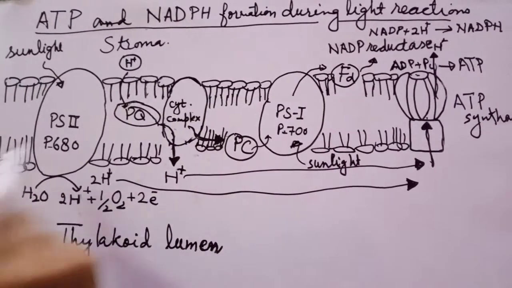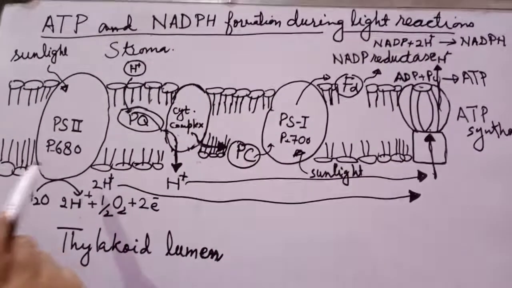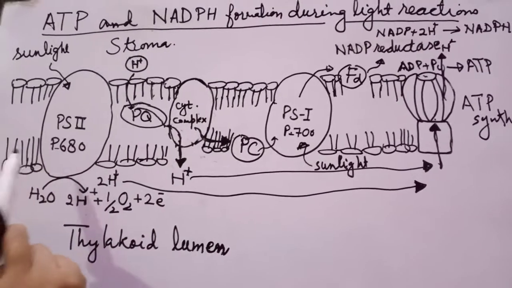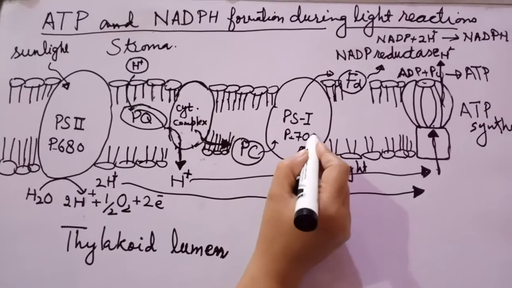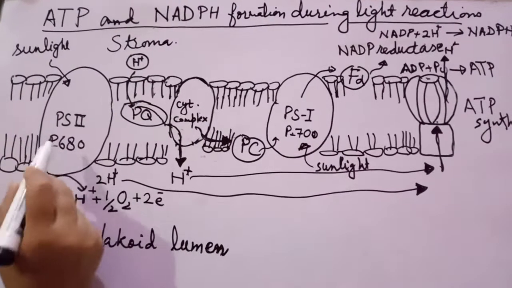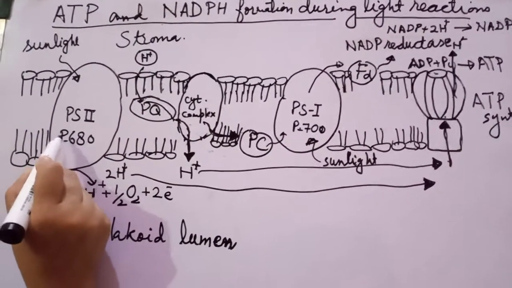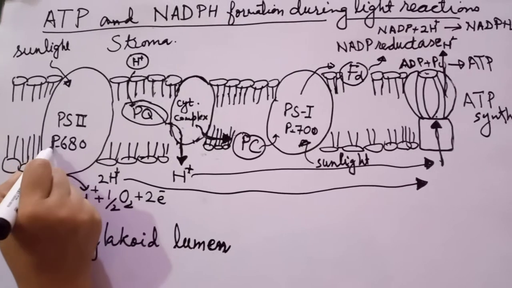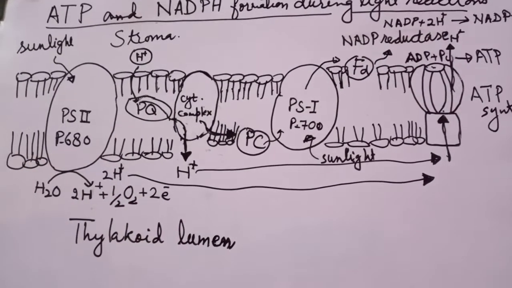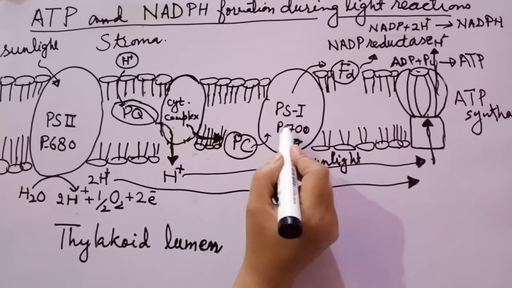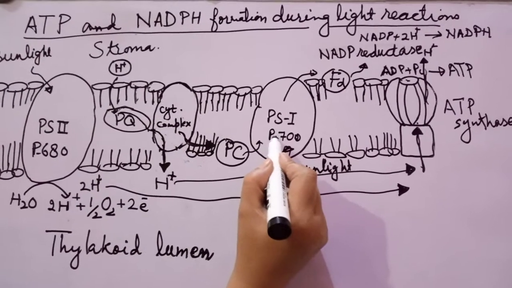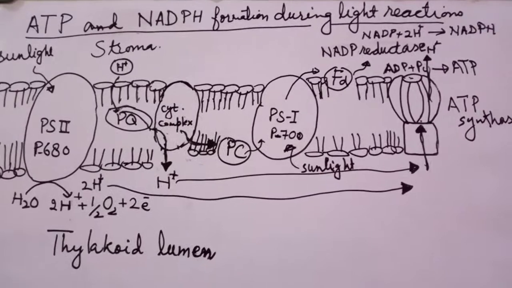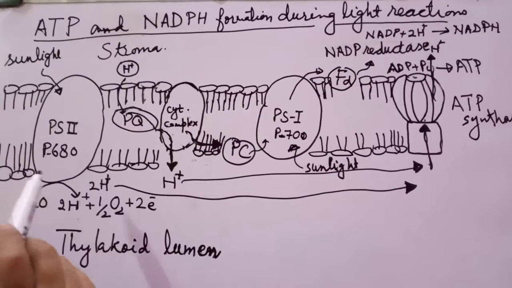This is the thylakoid membrane. It is having photosystem 2 and photosystem 1. Photosystem 2 has a chlorophyll A molecule which excites its electron at 680 nanometer of light, while photosystem 1 has a chlorophyll A molecule which excites its electron at 700 nanometer of light.